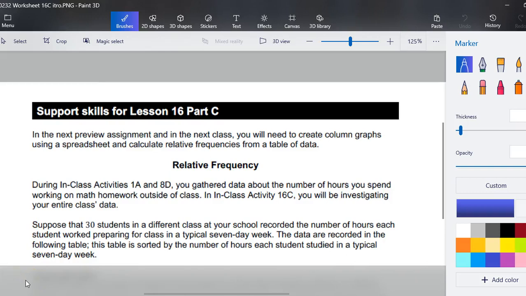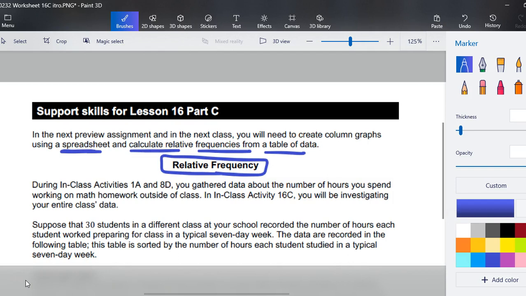So here we are, lesson 16C. In the next preview assignment and in the next class, you will need to create column graphs. Wow, column graphs. Oh, brother. Those things, column graphs using a spreadsheet, and calculate relative frequencies from a table of data. Relative frequency. So during an in-class activity, we have gathered data about the number of hours we spend working on math homework outside of class.